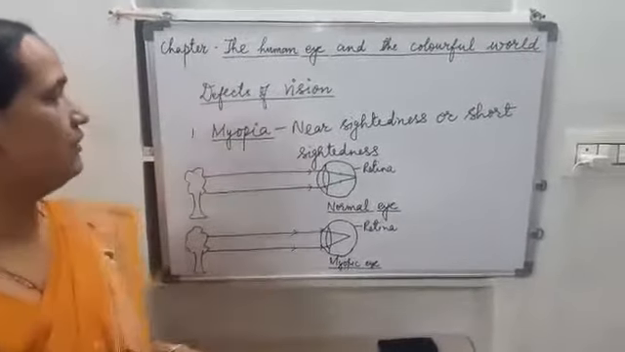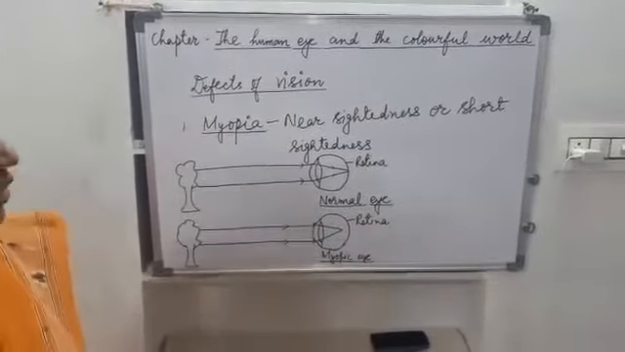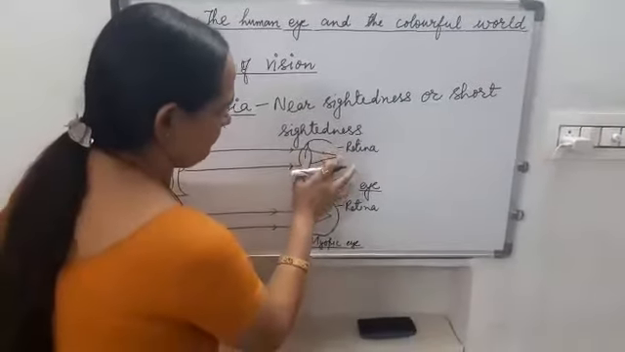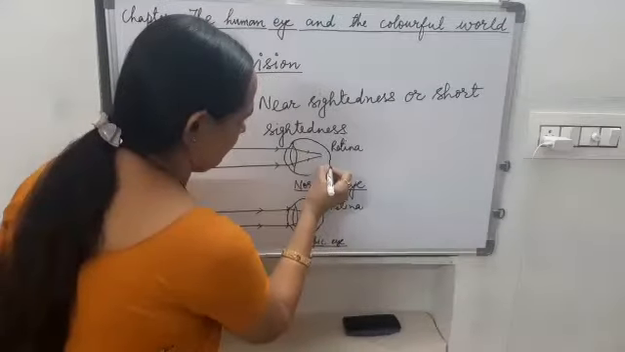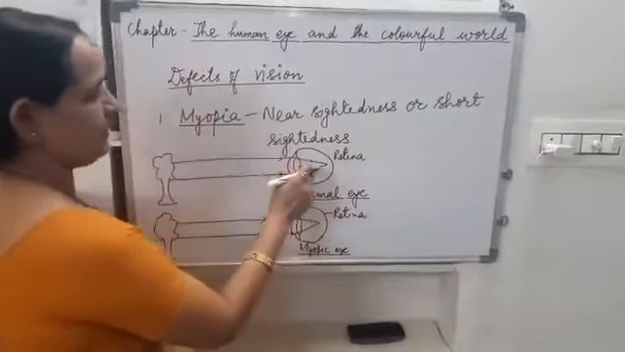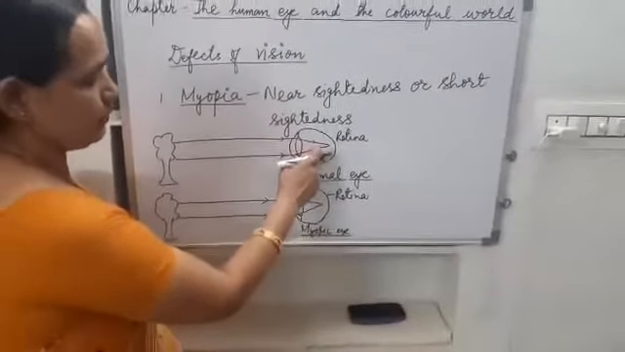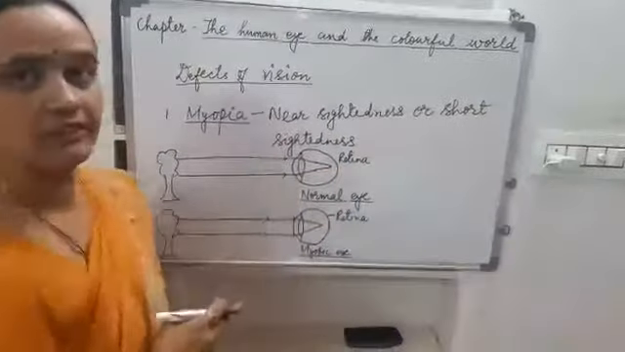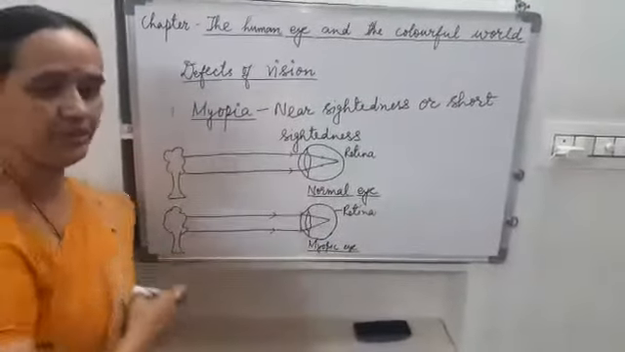The second reason for myopia may be when the eyeball is too long. Suppose the length of this eyeball is increased. So the lens is working properly here, but because of this elongated eyeball, the rays are converged in front of the retina instead of converging on the retina. So the object appears blurred or hazy to the person.